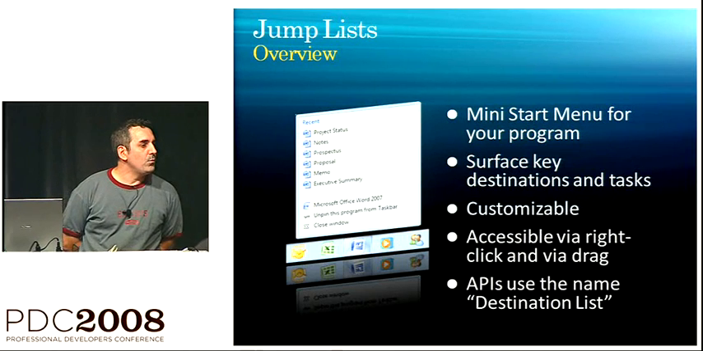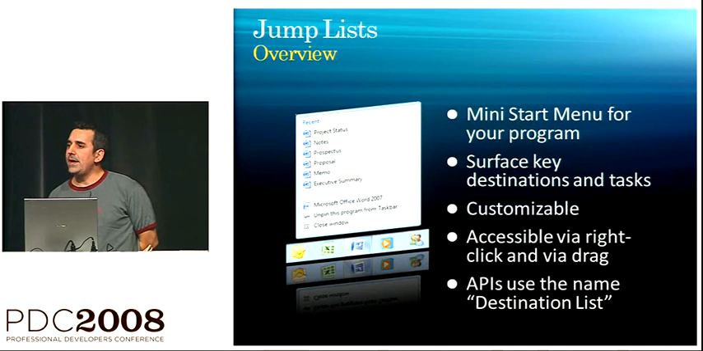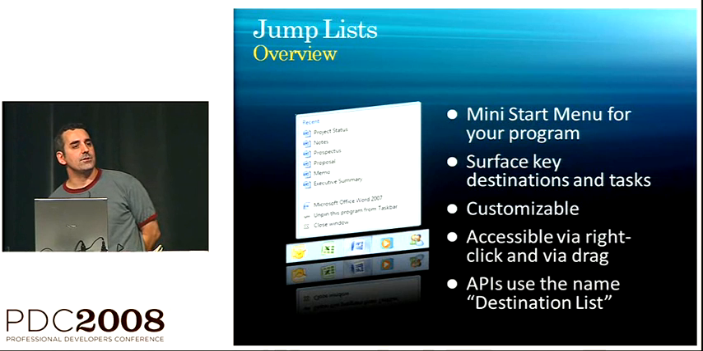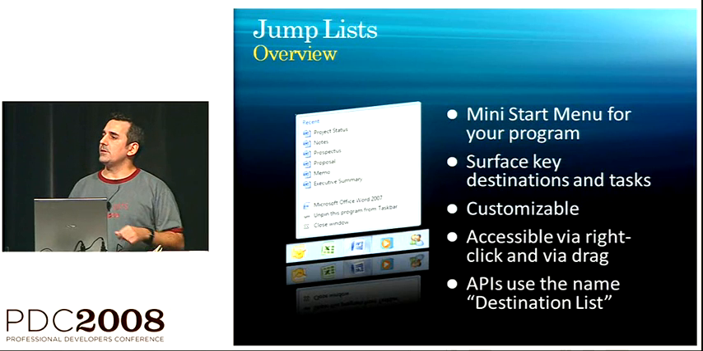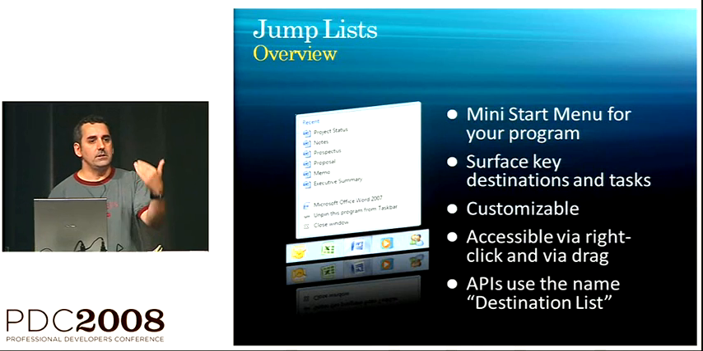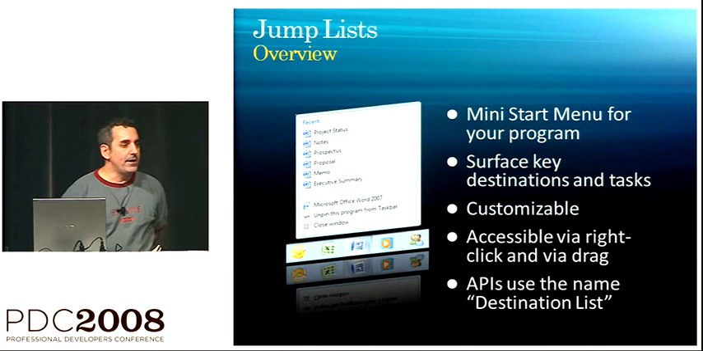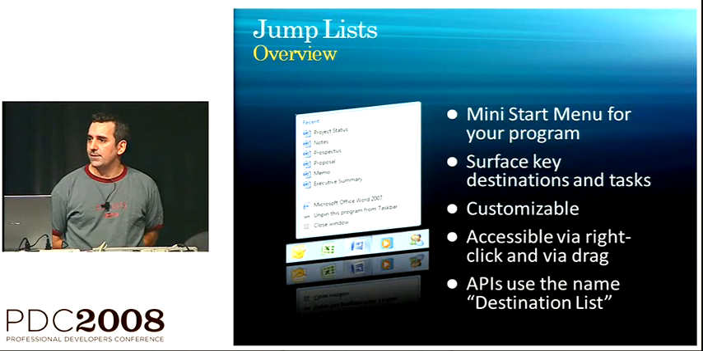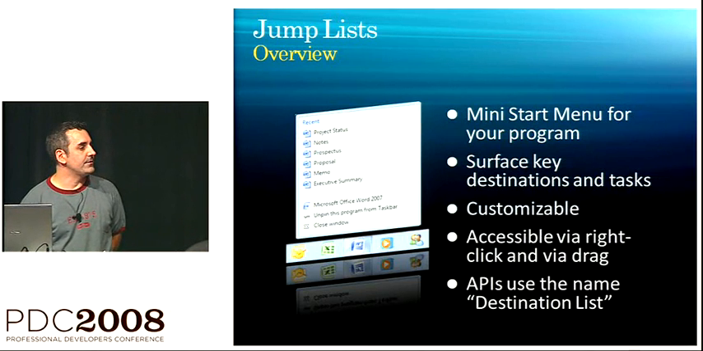All right. Well, you can think of jump lists as really like a mini start menu for your application. They're just a new way that a user can launch your application. They can formulate some intent before they start using your app and say, I want to do XYZ task, or I want to open ABC document. They are customizable by your application. We provide some things by default, but you're able to override any of the settings that we have for you.